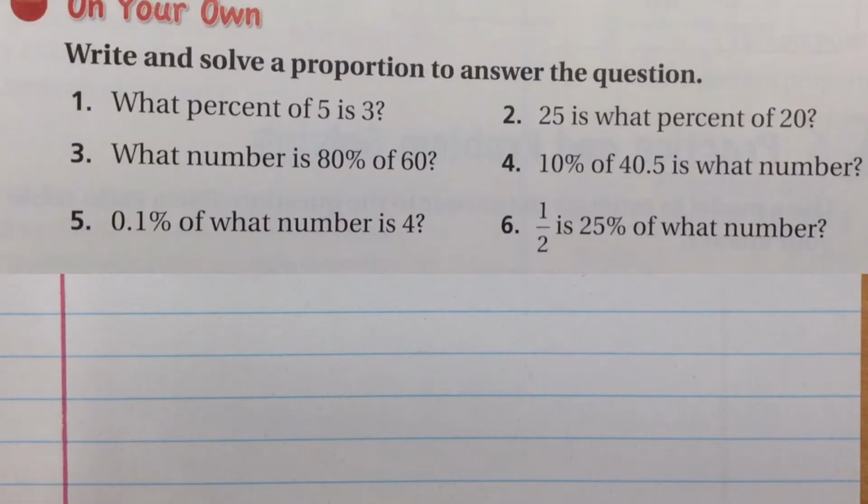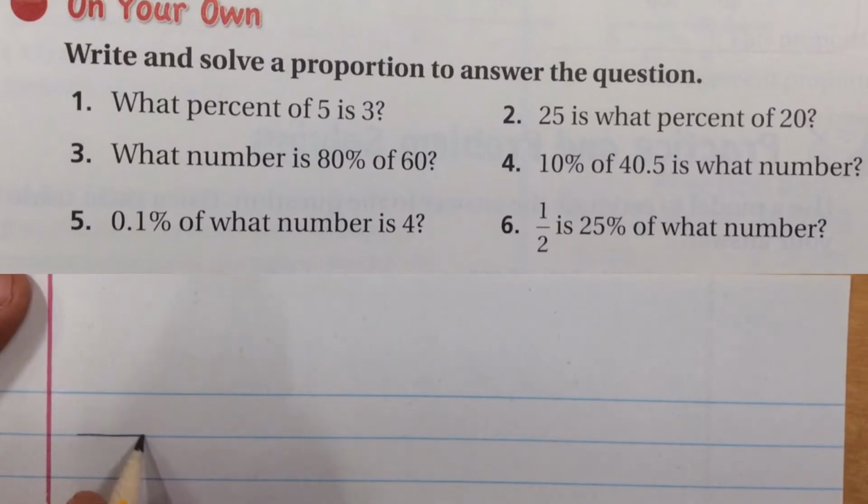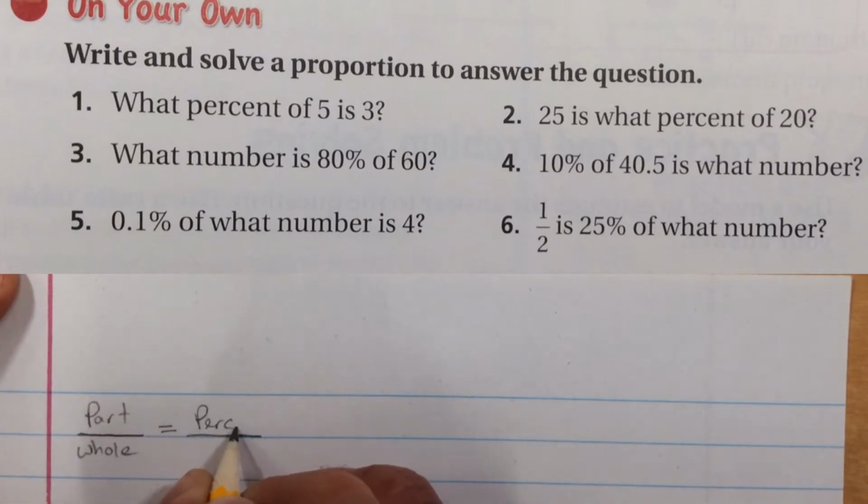Okay, this is a review of section 6.3, which is the percent proportion. If you'll recall, a proportion always starts with line equals line because it's two ratios set equal to each other. And the percent proportion is part over whole is the percent over 100.